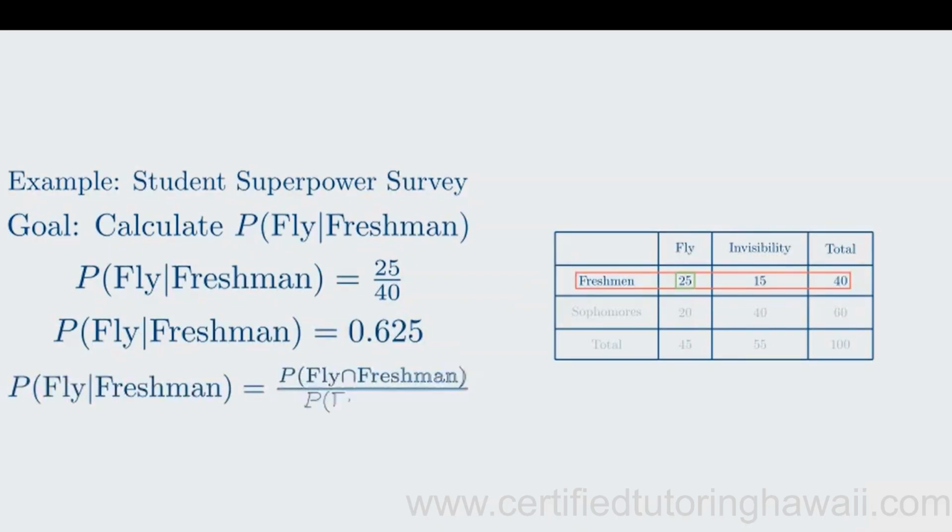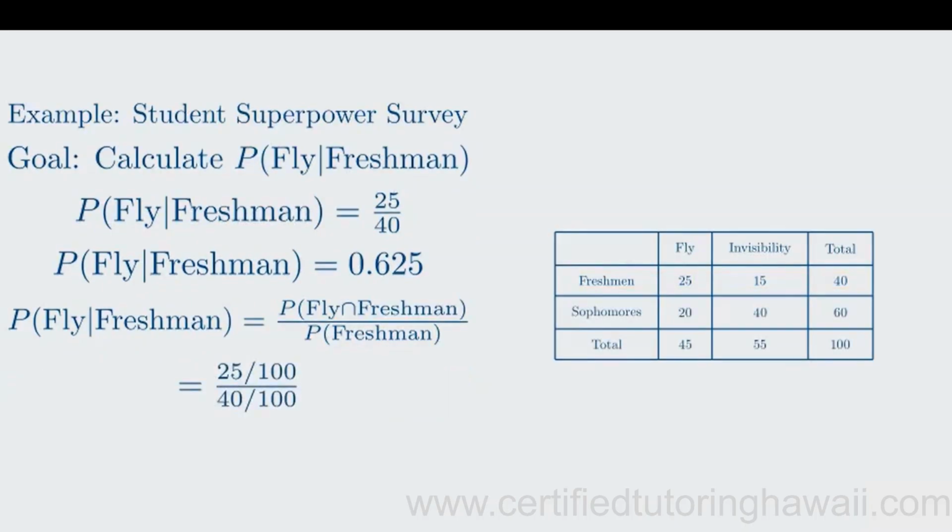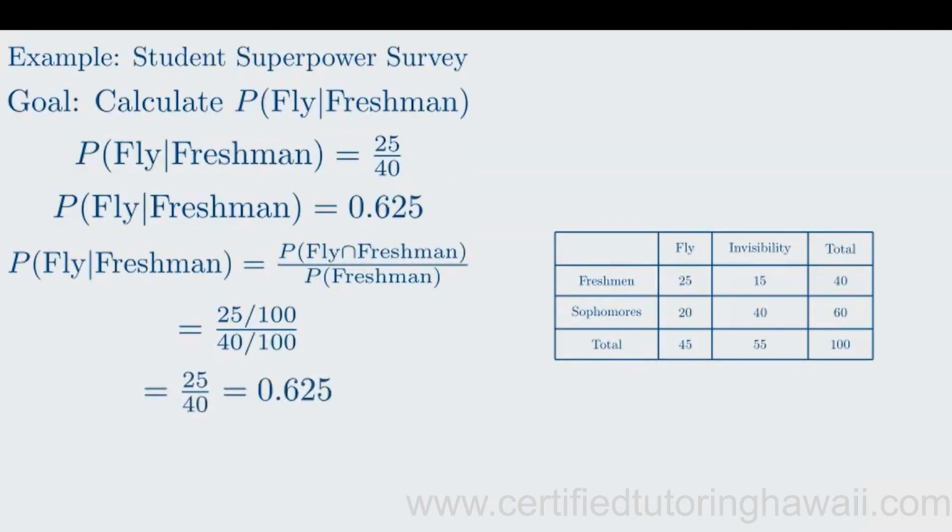Now, let's use our formal formula to see if we get the same result. The formula says the probability of flying given freshman is the probability of being a freshman who flies, divided by the total probability of being a freshman. In our whole sample of 100, the probability of being a freshman who flies is 25 out of 100. The probability of being a freshman is 40 out of 100. Notice how the 100s cancel out, leaving us with 25 over 40, which is exactly what we found by looking at the row.